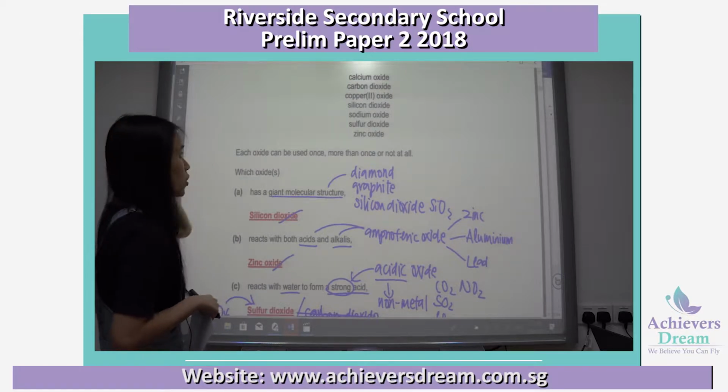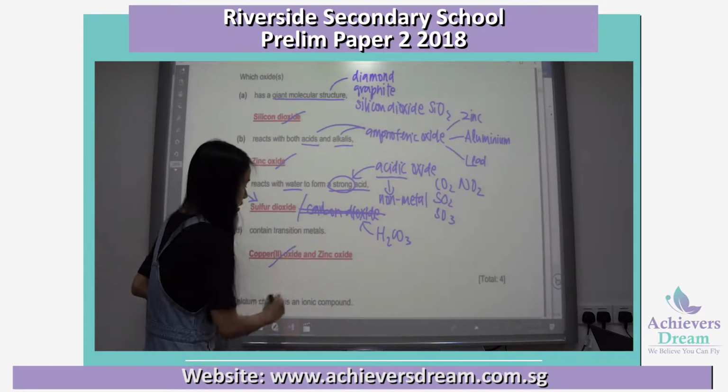Which one contains a transition metal? So it will be your copper 2 oxide, correct? As well as zinc oxide.